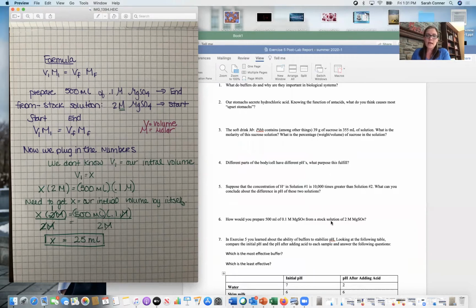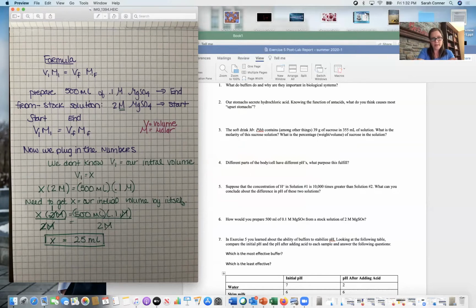So if I am saying, how do I prepare, that means I'm getting to that point. That's going to be my end solution. So if I'm looking at preparing, then this part of the equation is what I'm trying to get to. And we're working from a stock solution of 2 molar magnesium sulfate. So I'm setting out my formula: V1M1 equals V2M2. So this is volume initial times molarity initial equals the final volume and the final molarity.